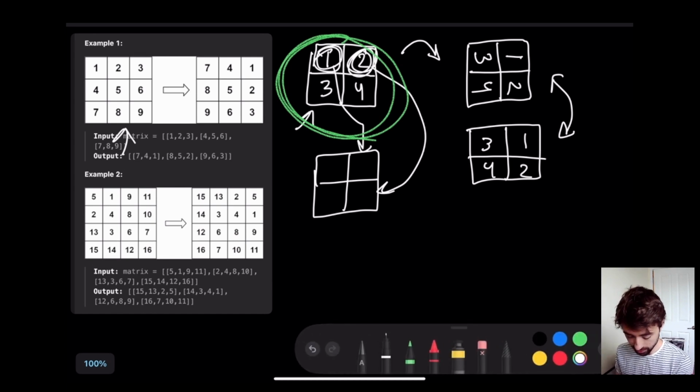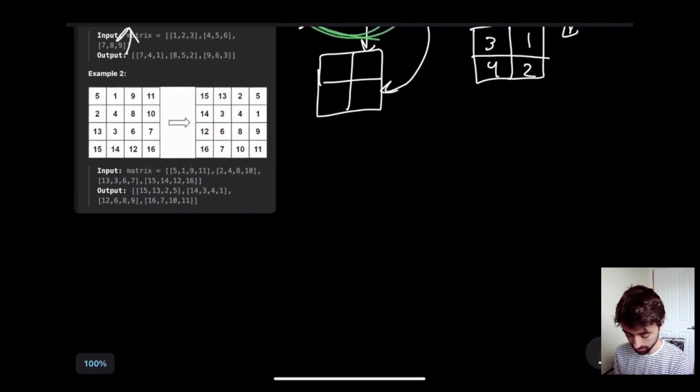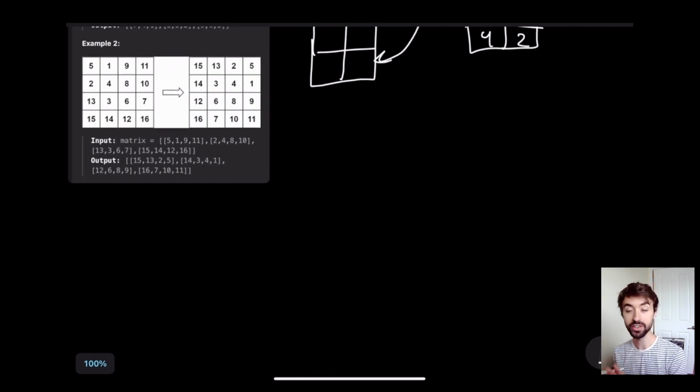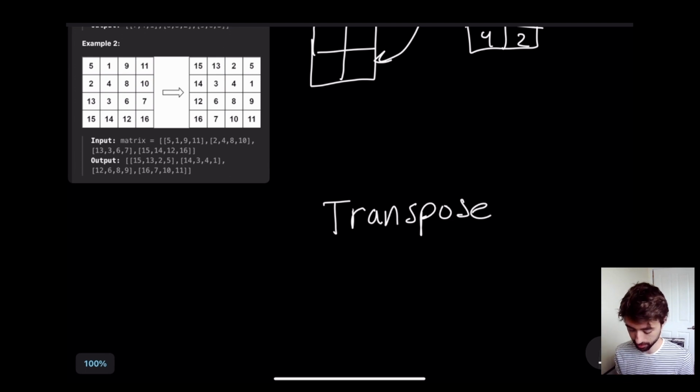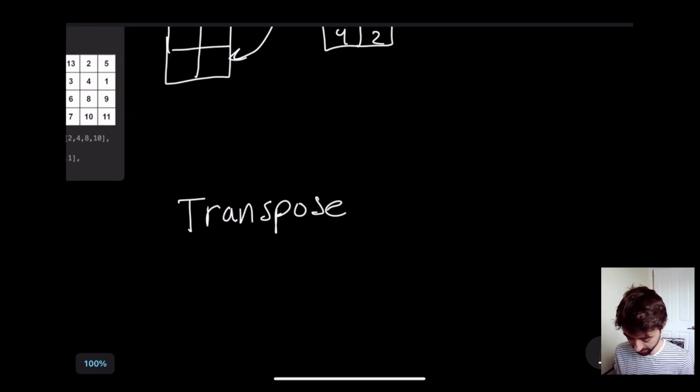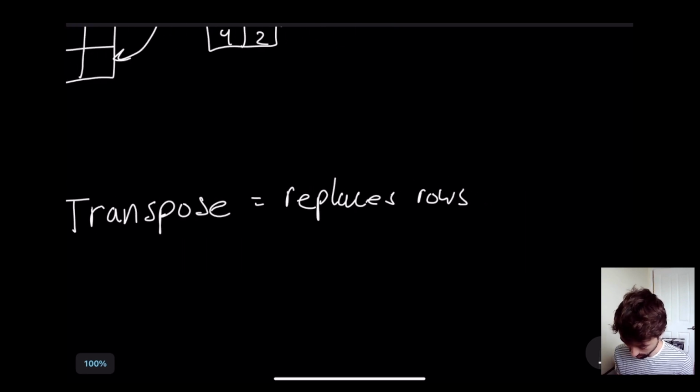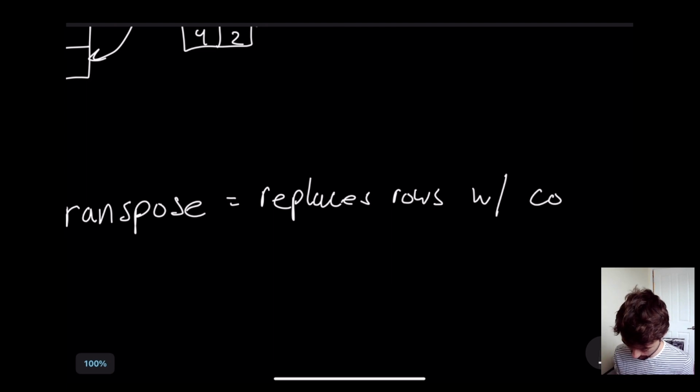Right, so how can we do this in place? We can use just 2 steps to make this happen. If you've studied matrices before, you may have heard of the transpose operation. And the transpose operation simply replaces rows with columns. And I'll show you what I mean in a second.